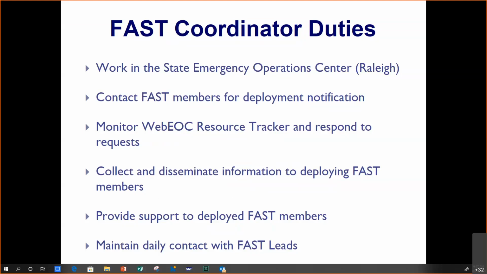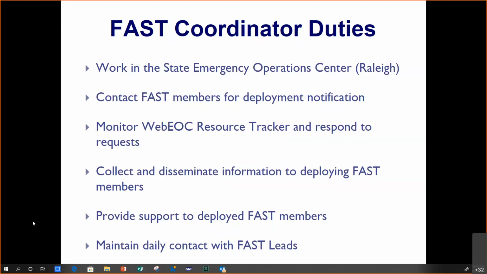They monitor WebEOC, which is basically a virtual emergency operations center that the state uses to communicate throughout all the counties, and they'll monitor the resource tracker and respond to the requests. They'll collect and disseminate information to deploying FAST members, and they'll provide support to deployed FAST members. They'll keep in contact with the FAST leads.